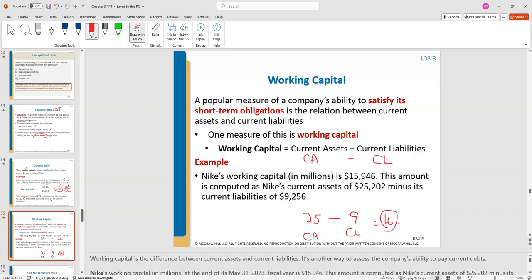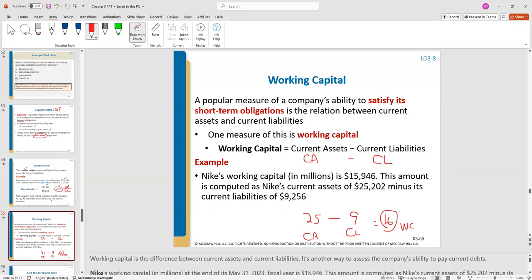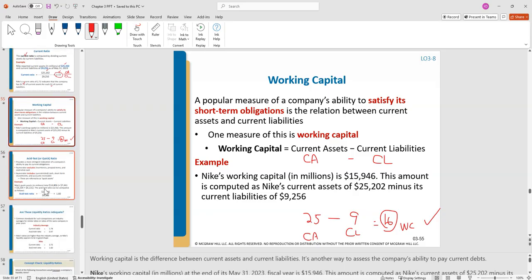This is what is left over, our working capital that we can work with on a day-to-day basis. So yes, we know if we can pay our short-term debts, that's great with the current ratio. The working capital ratio is just a different take on it. Here's how much we have in raw dollars. That's our working capital, okay?